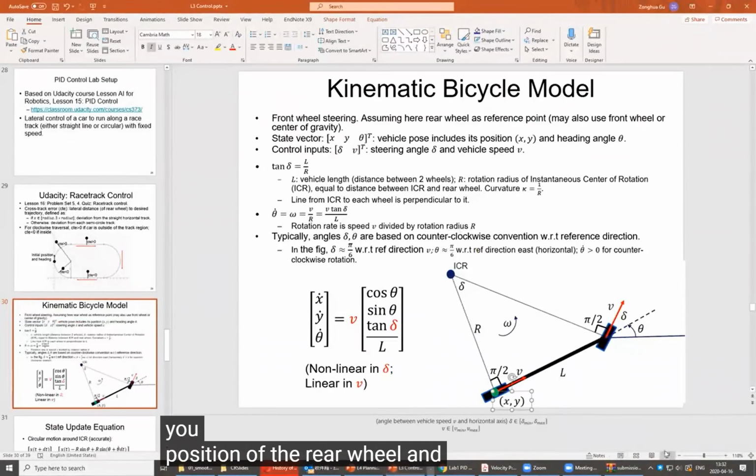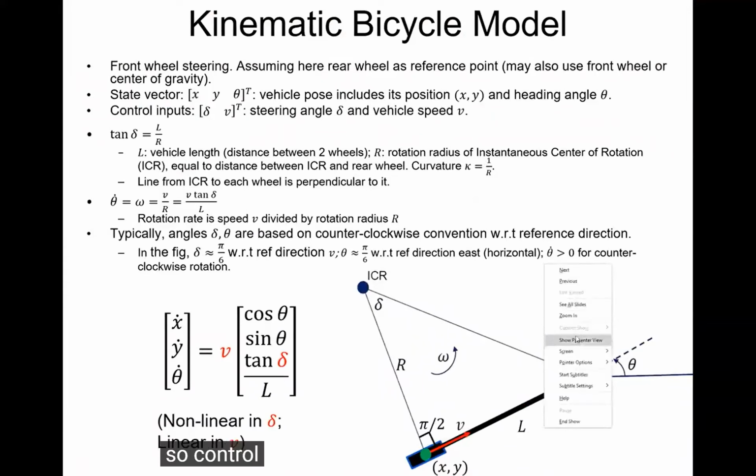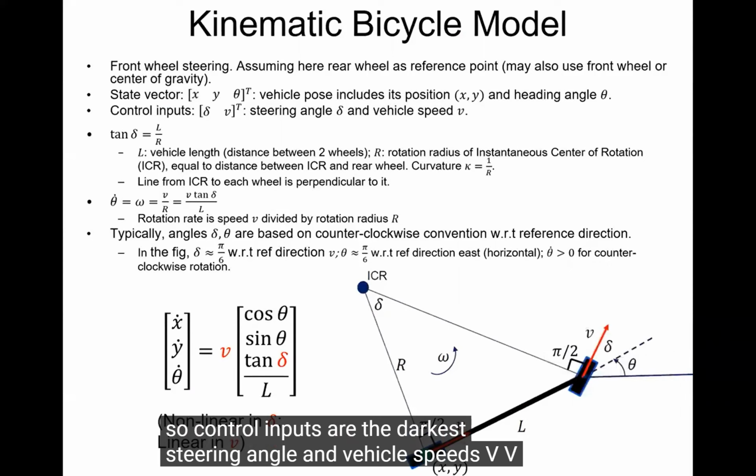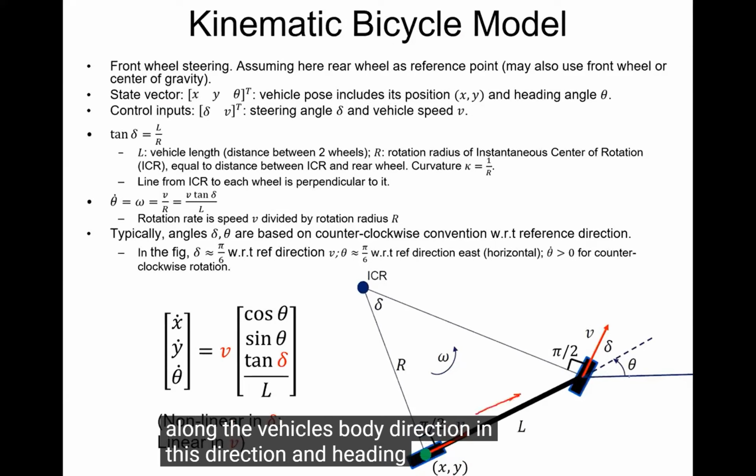Position of the rear wheel and heading angle theta. So control inputs are the steering angle delta and vehicle speed v. V is along the vehicle's body direction, and heading angle theta.